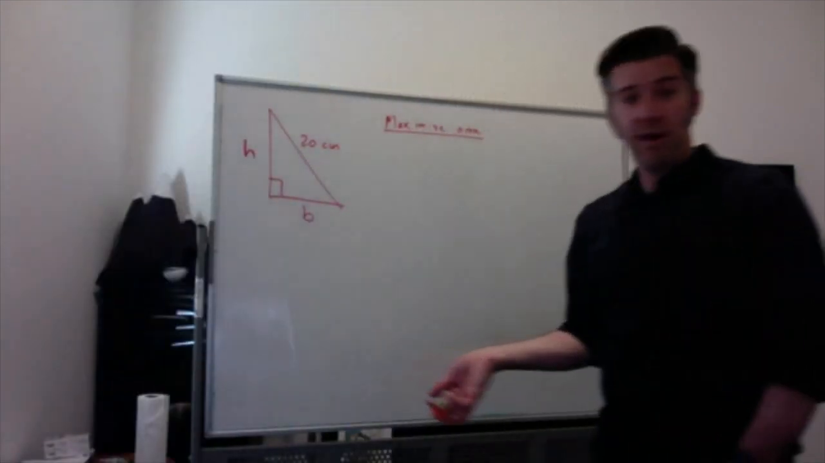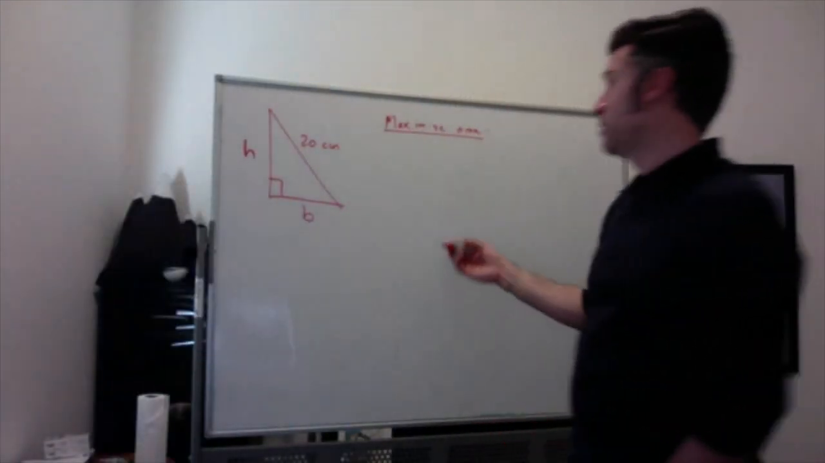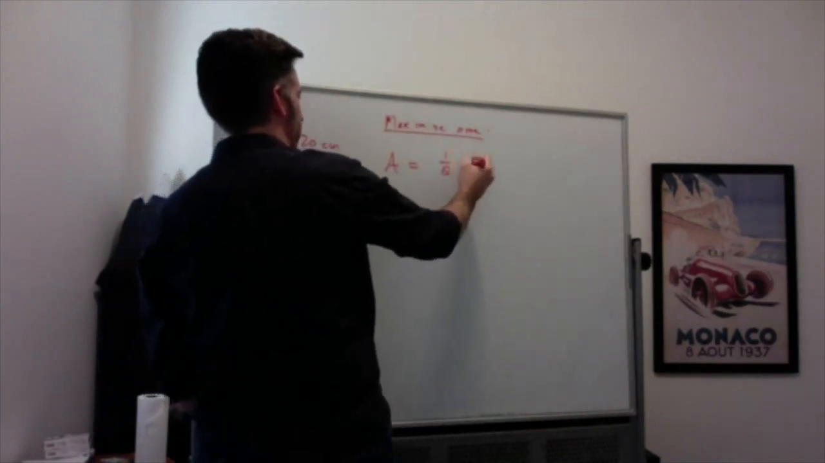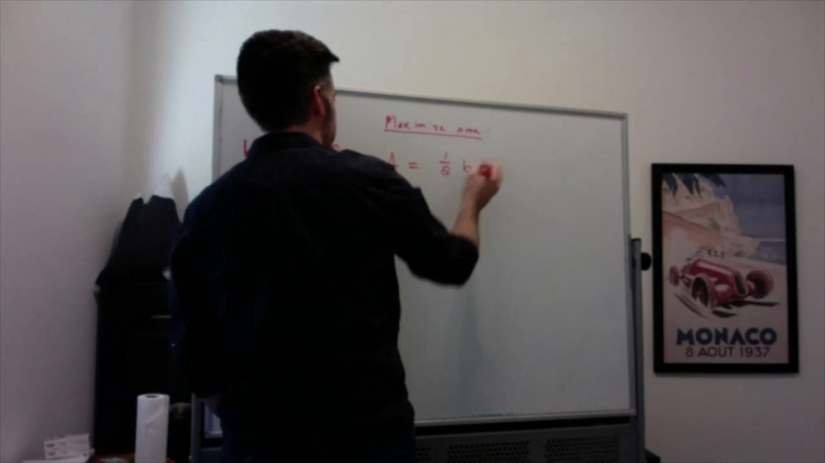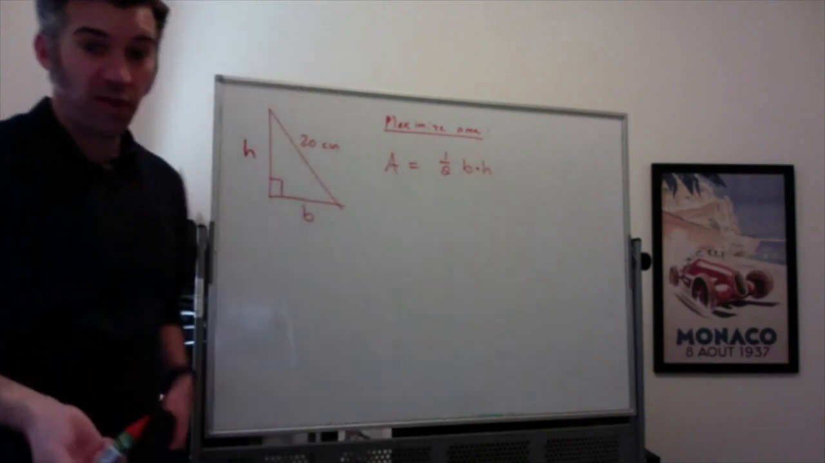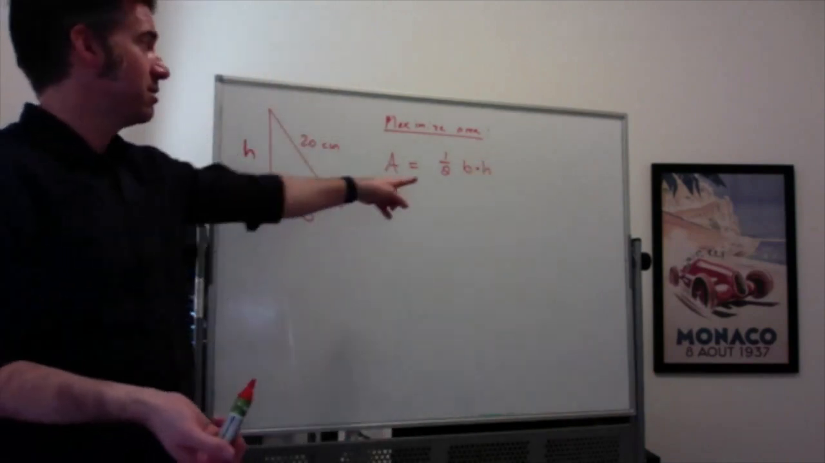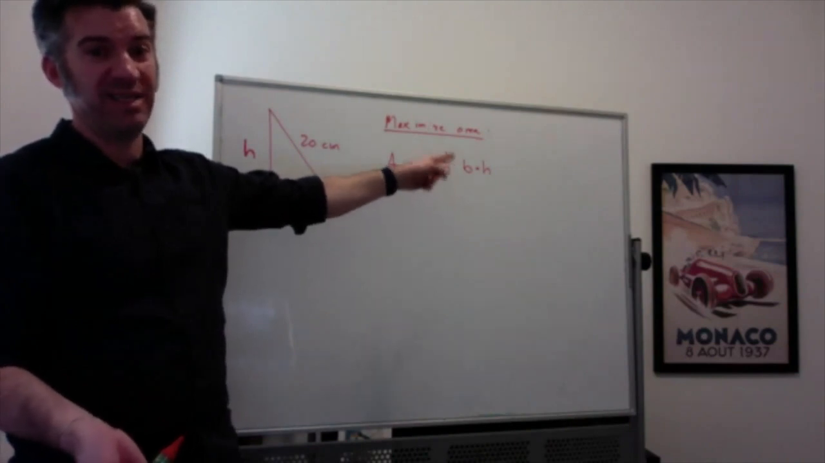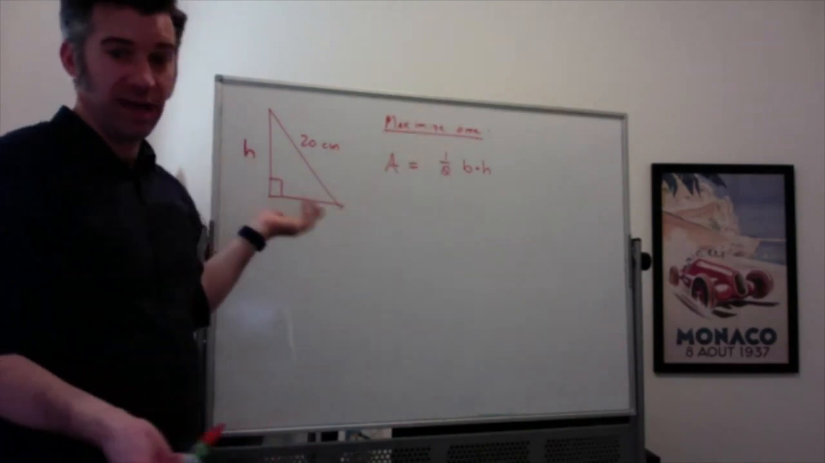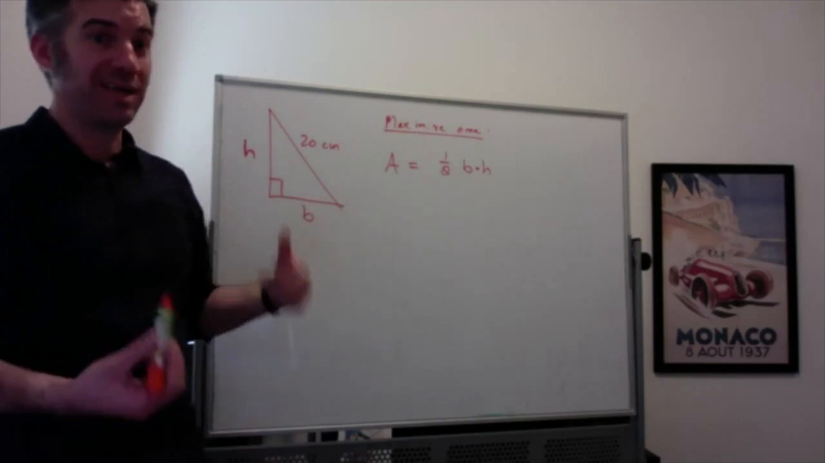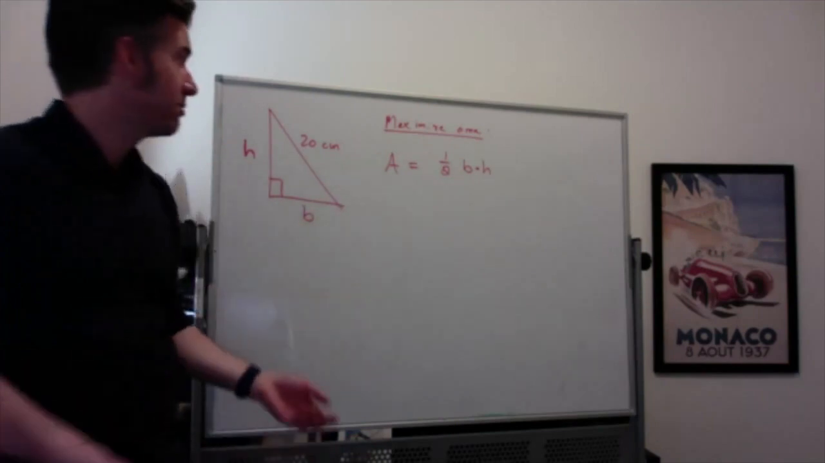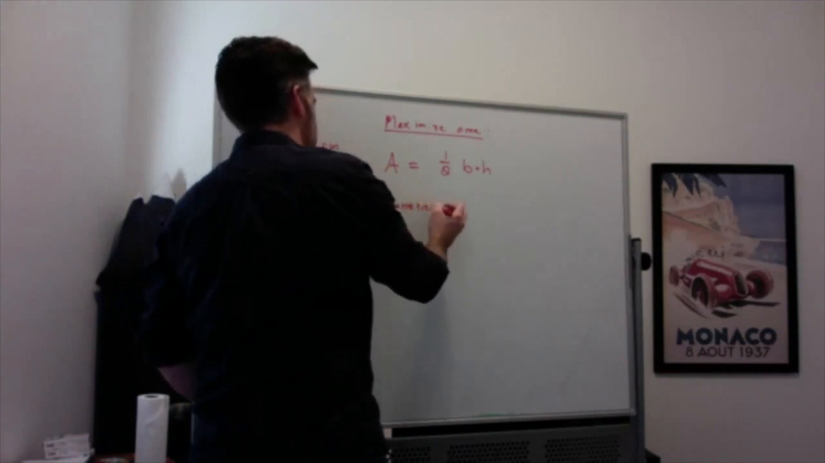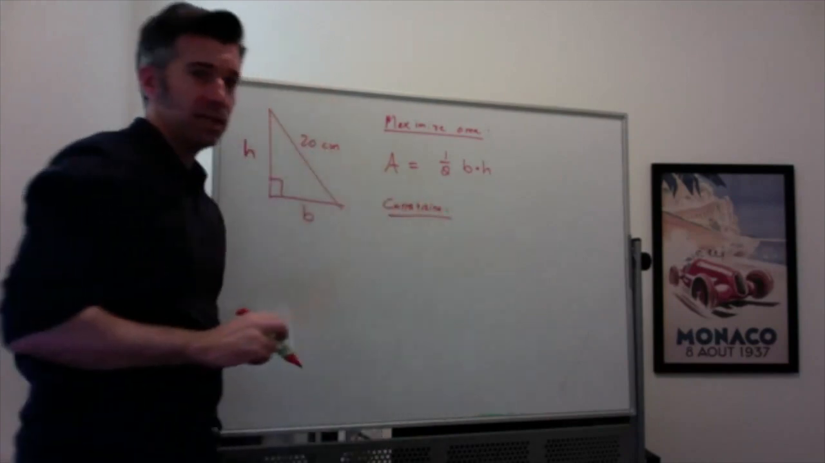So what am I trying to maximize? I'm trying to maximize area. The thing I want to maximize is area, which is 1/2 base times height. And again, the thing I want to maximize has too many variables, right? Base and height, those are both variables. I only want one variable. So again, I need a constraint. Here our constraint is the fact that the hypotenuse has to be 20 centimeters.